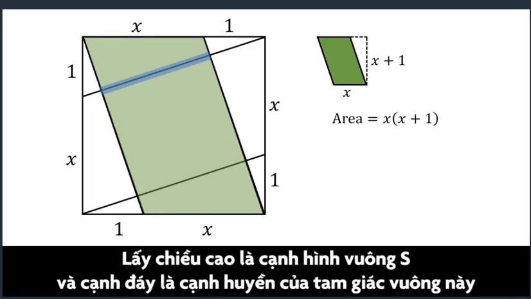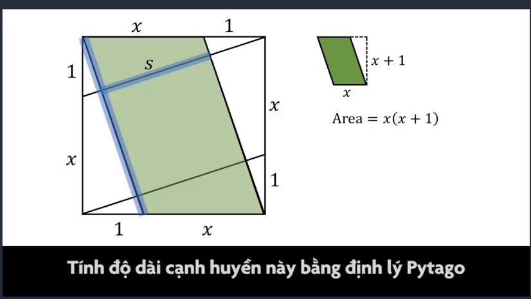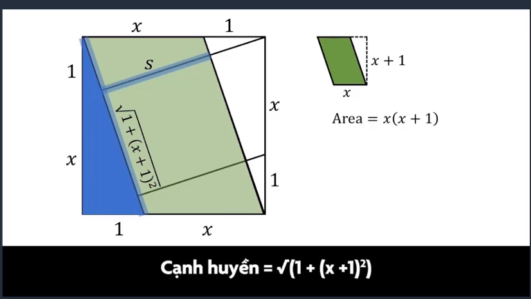But there's another way that we can calculate the area of the parallelogram. We'll take the height to be the length s of this square, and we'll take the base to be the hypotenuse of this right triangle. We can calculate the length of this hypotenuse using the Pythagorean theorem. It'll be equal to the square root of 1 plus the quantity x plus 1 squared.